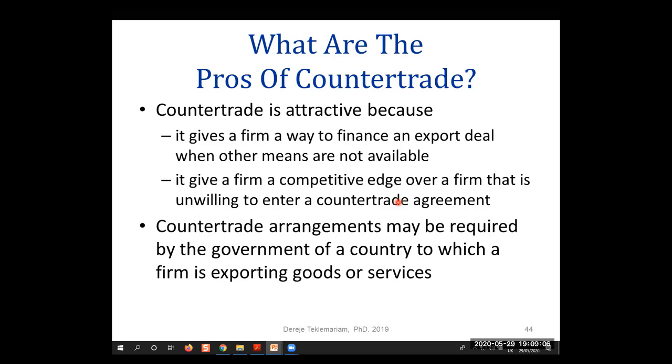as well as advantages. In the beginning, what are the advantages of counter trade? Counter trade is normally advisable because it gives companies a way to finance an export deal when other means are not available. Second, it gives a firm a better competitive advantage over a firm that is unwilling to enter into a counter-trade agreement. Then counter-trade arrangements may be required by governments of a country to which a firm is exporting goods or services. And definitely, it is one of the mechanisms through which governments can extend their hand to support international trade. So that's one. However, counter-trade has some limitations.